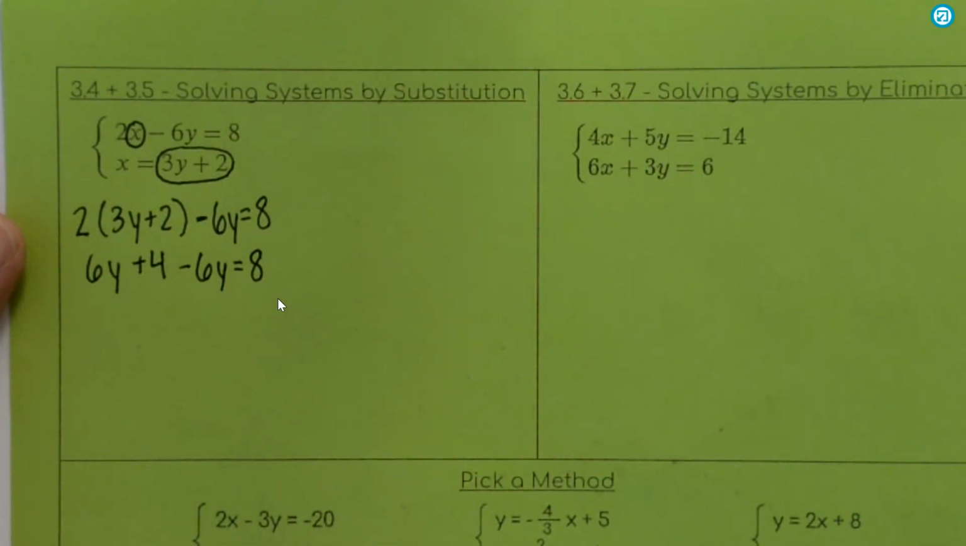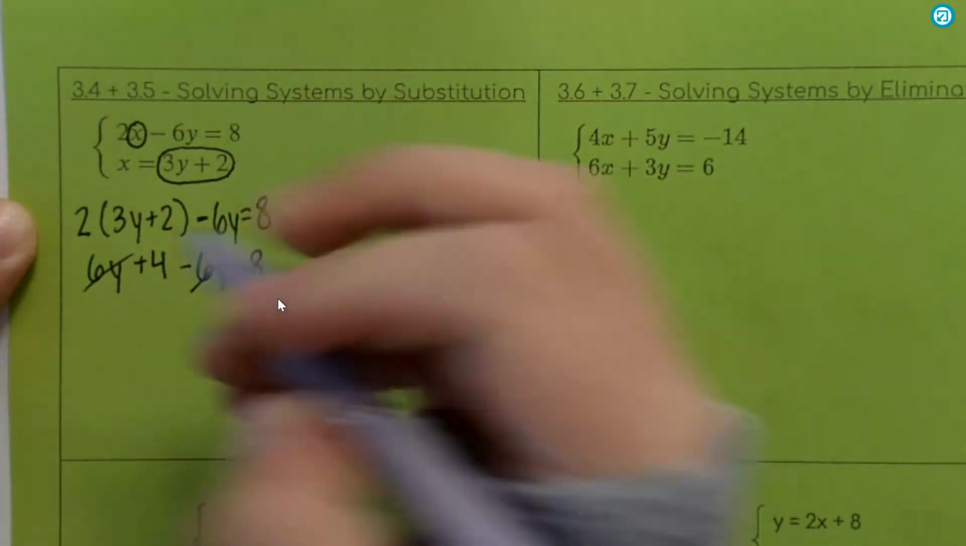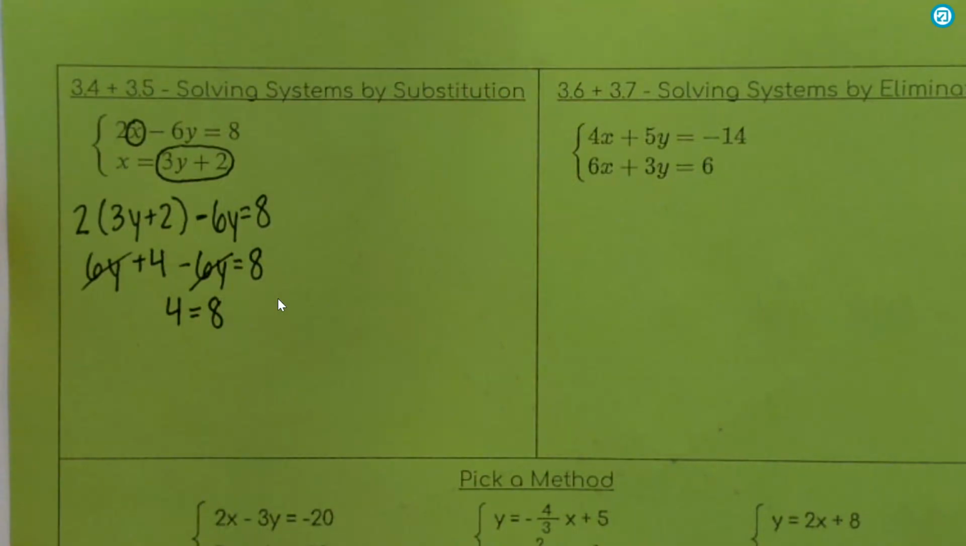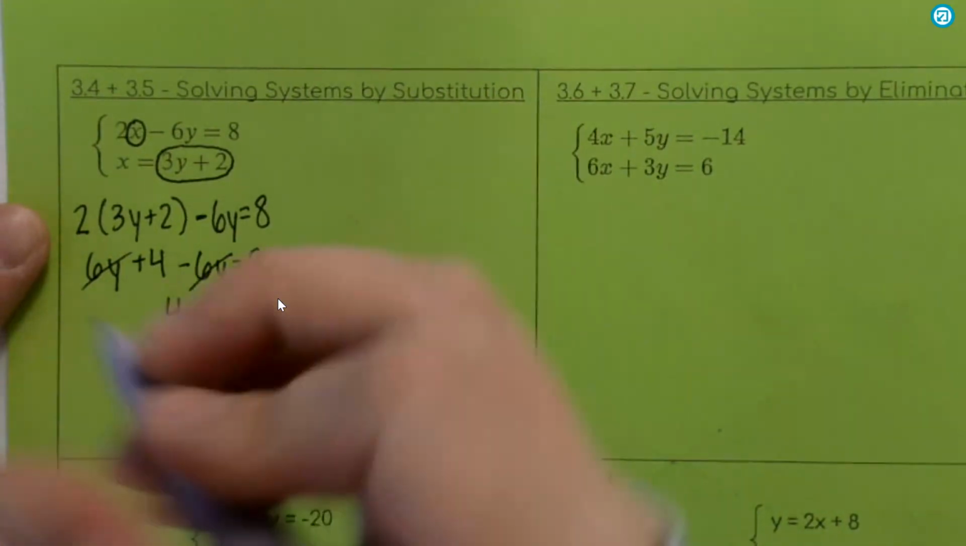What's about to happen to those 6y's? They cancel each other out. Goodbye. I like that. Just goodbye. So 4 equals 8 is all I have left. Does 4 equal 8? No. So what's my answer here? No solution. Okay.